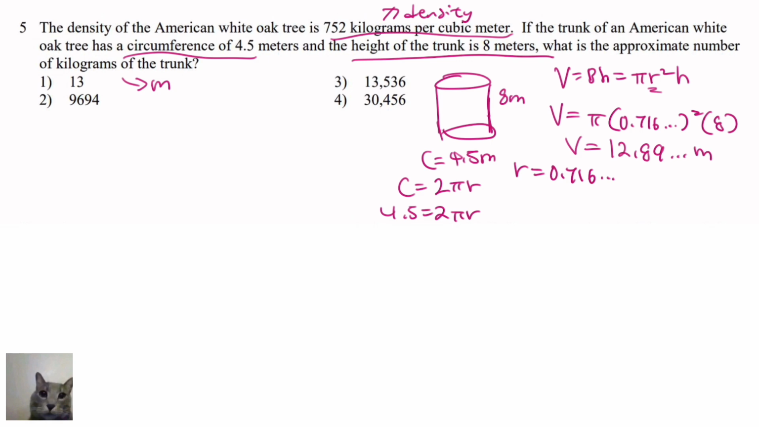Okay, so the volume is around 12.89 meters. Since we know that density is equal to mass over volume, we're given that density is 752 kilograms, and we're trying to find the mass, and we know that the volume is around 12.89. So we can just multiply these two values together to get m. So the mass is approximately 9,694, which makes number 2 the answer.